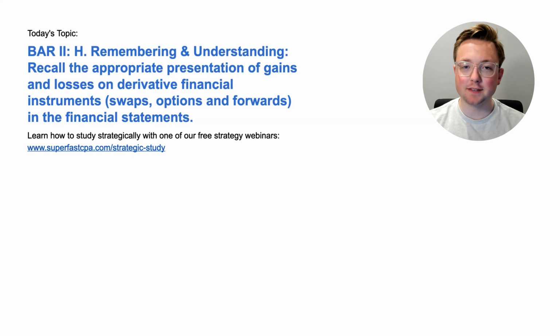I'm Logan, and in today's video, we're going to be going over bar area 2. This is section H. This is a remembering and understanding topic. Recall the appropriate presentation of gains and losses on derivative financial instruments such as swaps, options, and forwards in the financial statements. And to be totally honest, we are mainly going to focus on options. In fact, we're only focusing on options in this video because that is mainly what I've seen in the AICPA type questions. So that's what we're going to mainly be focusing on today.